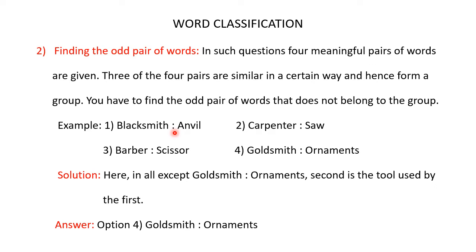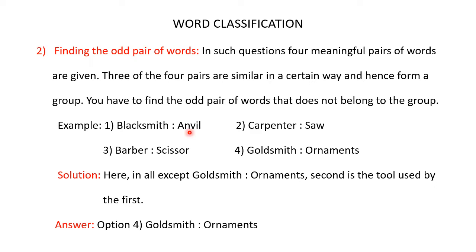blacksmith is to anvil; carpenter is to saw; barber is to scissor; goldsmith is to ornaments. When you look at all these four pairs of words, you will see that three of the pairs are similar in a certain way and hence form a group. And there is one odd pair of words that does not belong to the group. Here, excepting goldsmith is to ornaments, in all the other pairs of words, the second word is the tool used by the first word.